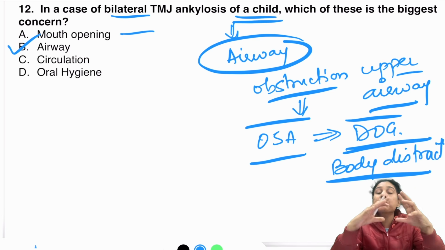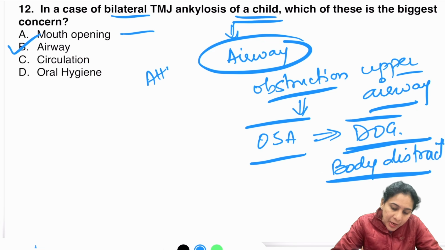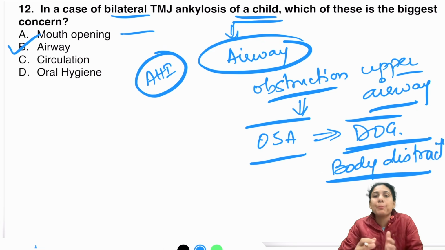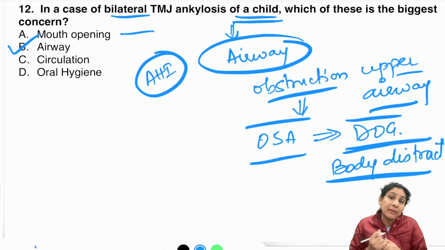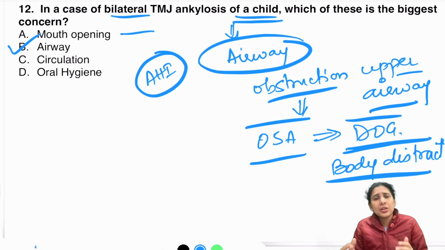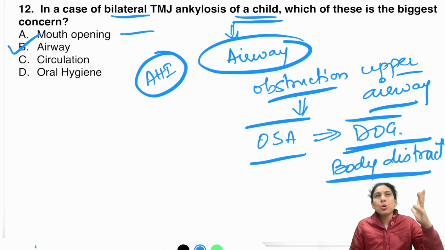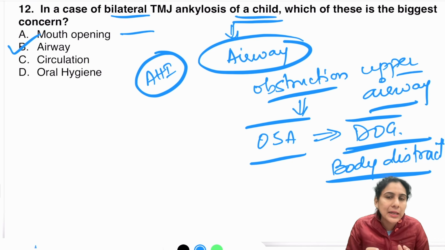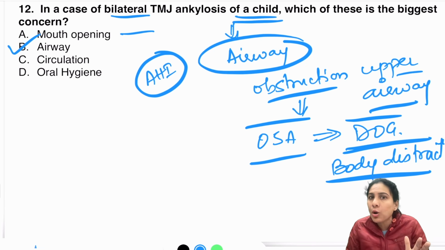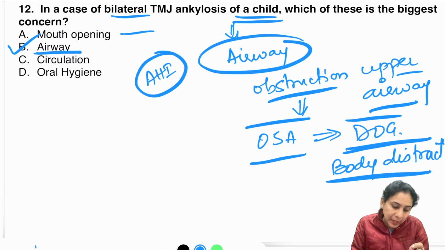Now, there are a lot of protocols. Depending on the AHI of the patient, the apnea hypopnea index, I will decide whether I will do my ankylosis surgery along with distraction of the mandible, or I will do it later on. So there is a protocol, it's there in your notes. You can go back to it. Protocol based questions may not be asked in NEET. They are more of an I&I thing. But just understand that with ankylosis, a very important concern is airway.